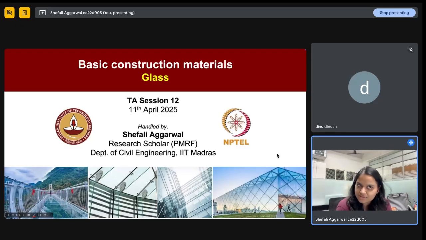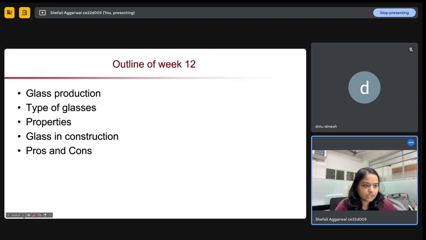In week 12, you might have studied one of the most commonly or non-commonly used materials called glass. If we talk about glass, we see that we are using it only for aesthetic purposes. So we will see how exactly glass can be used in our construction industry. We will see an overview of how glass is produced, what the different types of glasses and their properties are, where we are using glass in the construction industry, and what the advantages and disadvantages of glass material are.